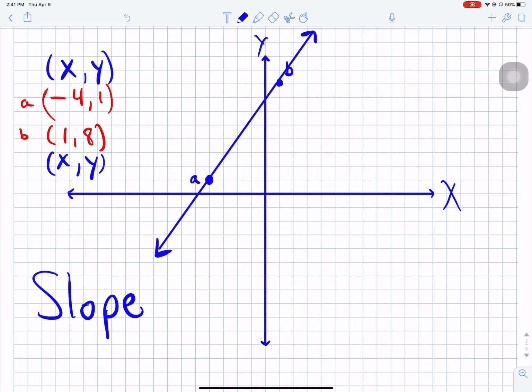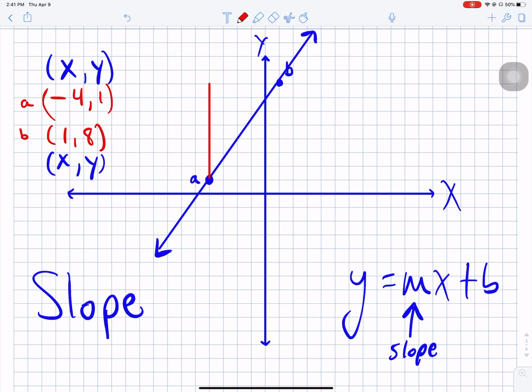The slope is in y equals mx plus b. That's the slope, the m. We figure out the slope or steepness of a line by counting how much up we have to go and over. So let's just count that together here. 1, 2, 3, 4, 5, 6, 7 up. 1, 2, 3, 4, 5. 5 over. 7 and 5.